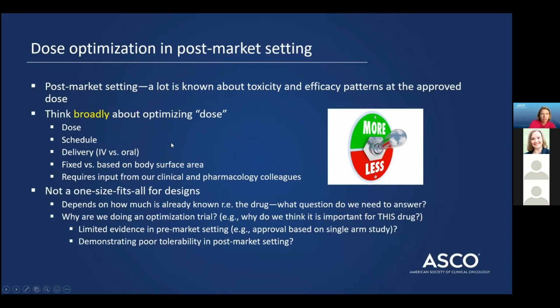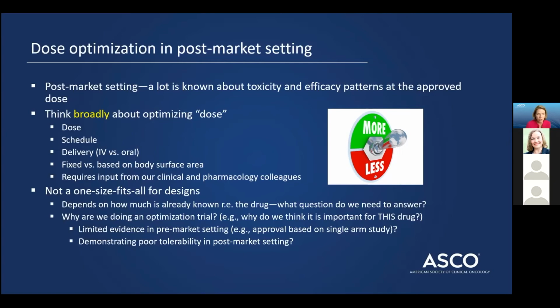So, in thinking about this, the post-market setting, we had some great discussions at Project Significant. It's a nice, although the horse is out of the barn, it's already been approved at a dose. The nice thing about thinking about it at that time in the post-market setting is we have a lot of information already about toxicity and efficacy. But at that point, it's also the time you could think very broadly about what optimizing a dose means. It doesn't just mean dose.